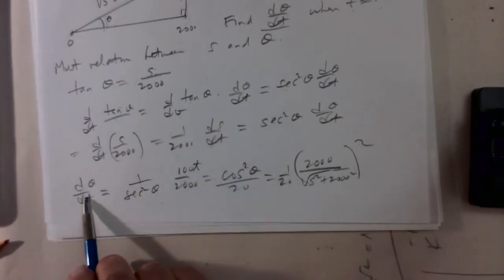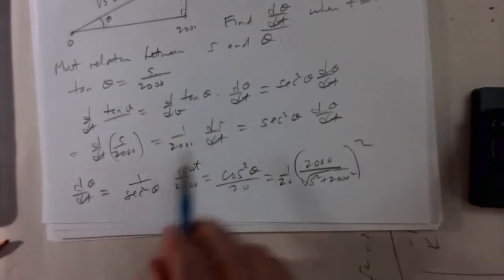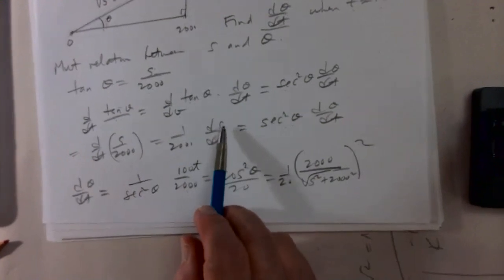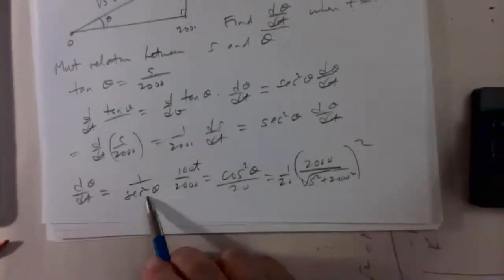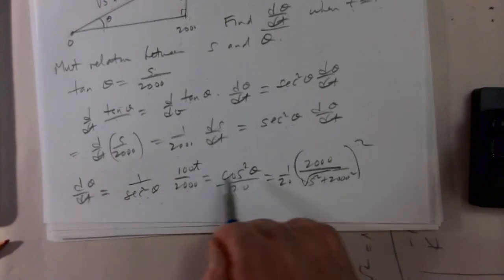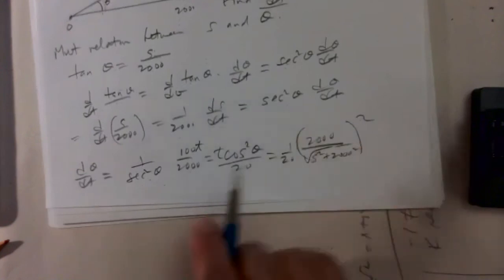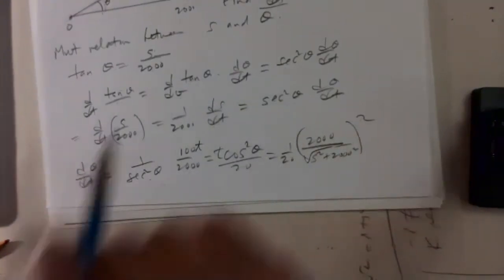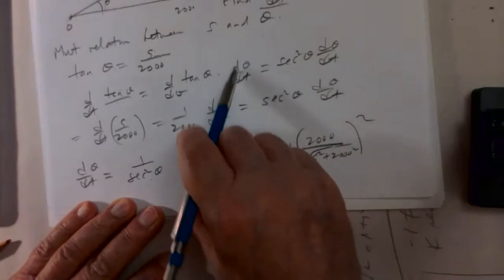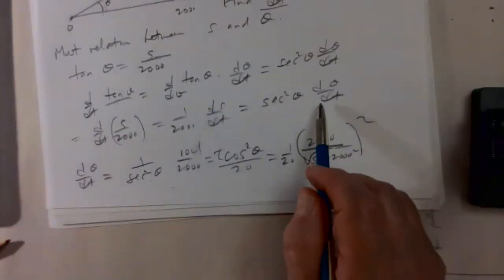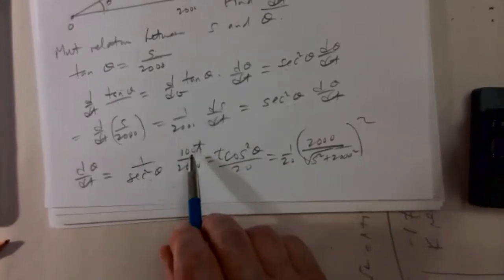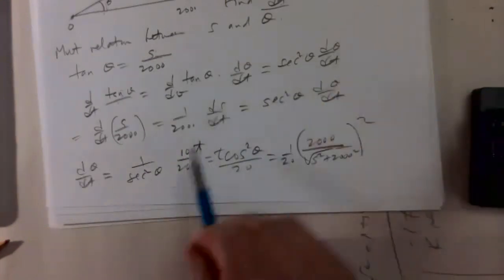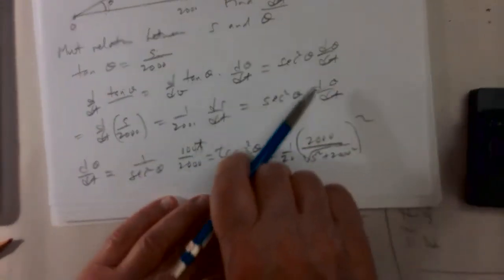So d theta dt is 1 over secant squared times 100t over 2000. Secant squared is 1 over the cosine squared, so 1 over the secant squared is cosine squared times t. Oops, did I do that wrong? Yeah. So 100t, when t is equal to 10, this is 1,000 over 2,000, which is just 1 over 2.